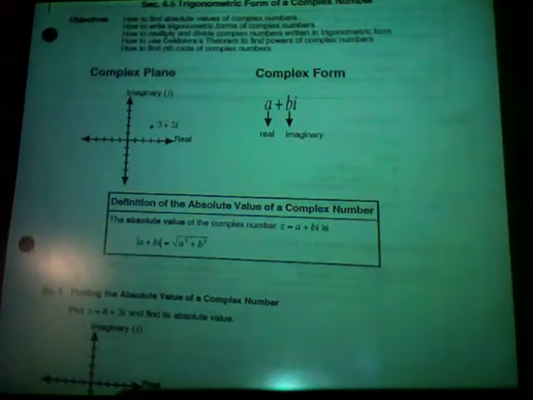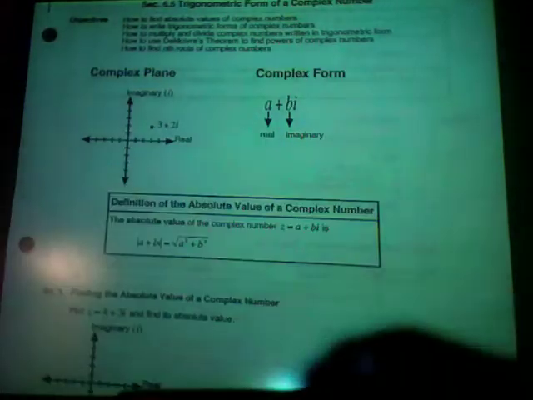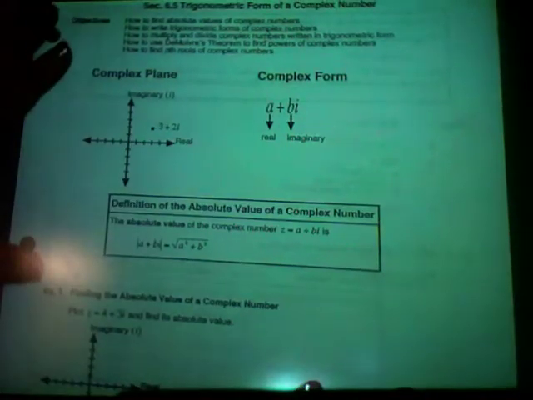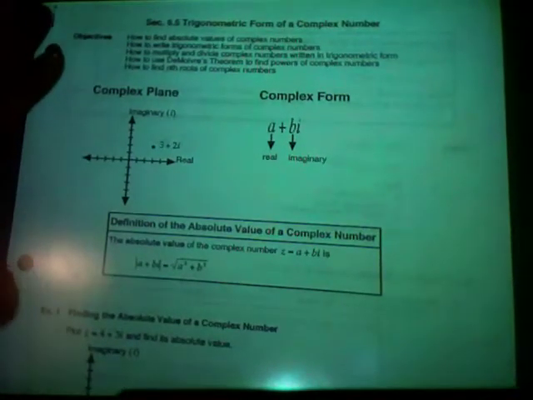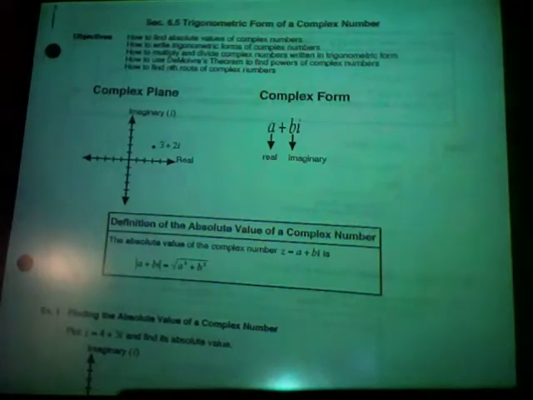All right, so we're going to look at the last section today. We're going to spend 2 days going over this. So the first part starts out somewhat simple. We're going to look at the trig form of a complex number. So we've already worked with complex numbers before, correct?